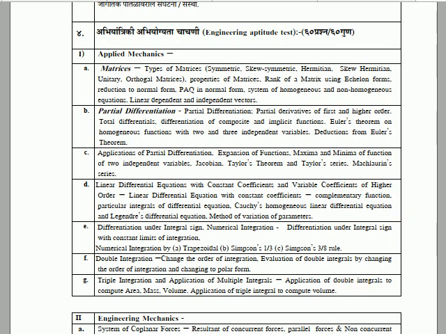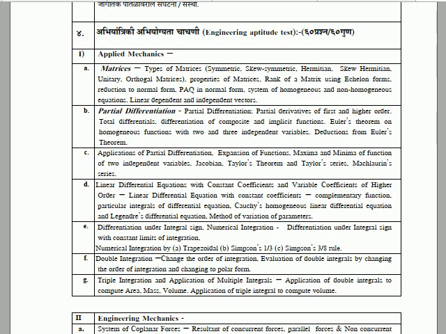The fourth chapter is the linear differential equation with constant coefficients. It consists of linear differential equations, complementary function, PI, particular integral, Cauchy's homogeneous linear differential equation, Lagrange's method of variation of parameters. The fifth chapter, that is differentiation under integral sign, covers numerical integration, differentiation under integral sign with constant limit of integration, numerical integration by trapezoidal rule, Simpson's 1/3, Simpson's 3/8.